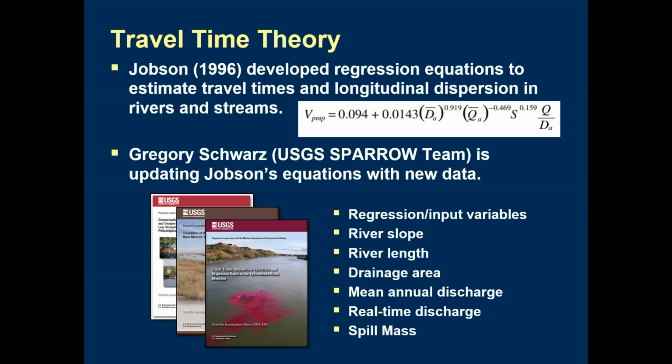So within this research work, Harvey Jobson put together two equations. One equation was the most probable velocity of the peak, and the other one was the maximum probable. And we'll talk a little bit more about that. But essentially, you have a regression equation, and then you have these input variables.